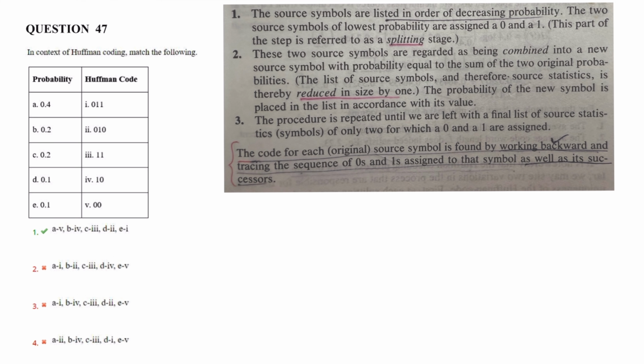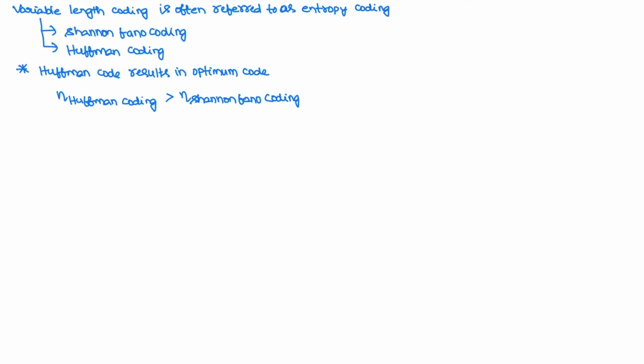Next, Huffman coding. So this is the algorithm of Huffman coding. Huffman coding is a variable length code and it results in optimum coding. The efficiency of Huffman coding is greater than the efficiency of Shannon-Fano coding. Huffman code is a source code whose average word length approaches the fundamental limit set by the entropy of a discrete memoryless source. Huffman coding is optimum in the sense that no other uniquely decodable set of code words has smaller average code word length for a given discrete memoryless source.